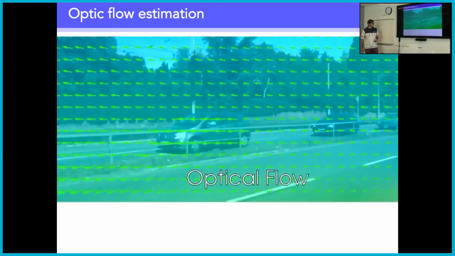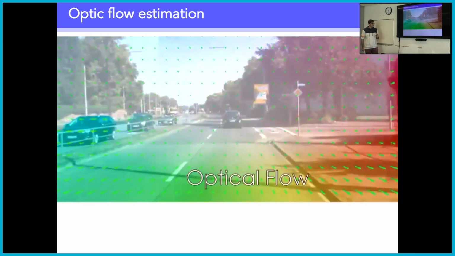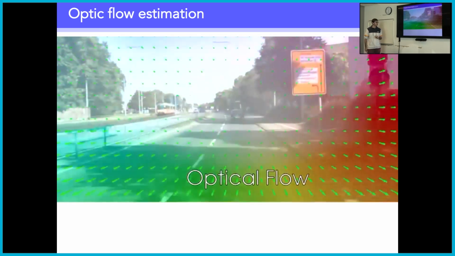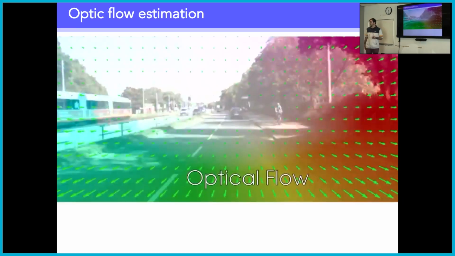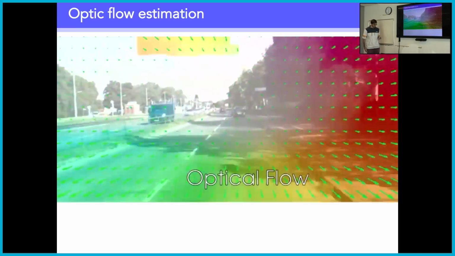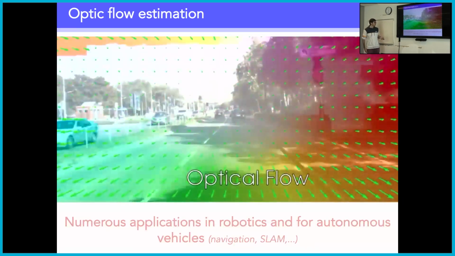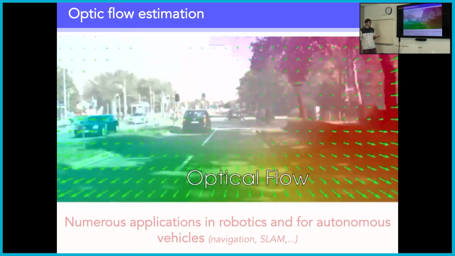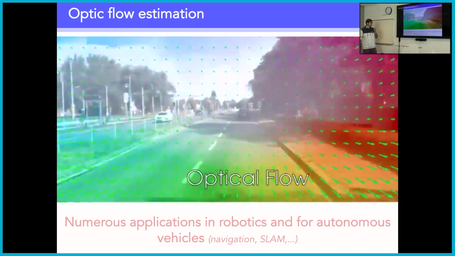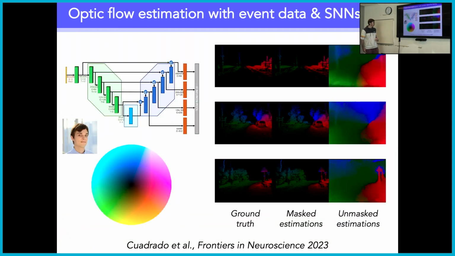Quite quickly, using the same sort of architecture, but not on depth estimation, but on optic flow estimation, it's feasible to extract the optic flow pattern. So this is very important for navigation, simultaneous localization, and mapping. And this was the work of Javier Cuadrado, who defended his thesis 2 years ago.